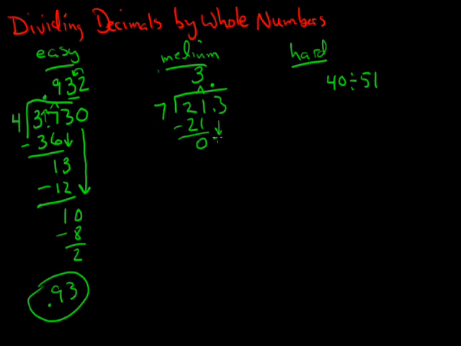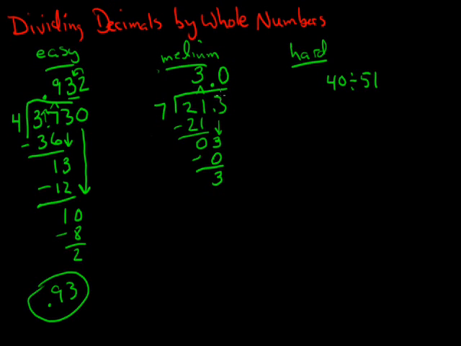Now we're going to bring down this 3. But as I said in an earlier video, if you bring something down in division, you must divide into it. So 7 must be divided into 3. 7 goes into 3 less than 1 time, so we're going to represent that with a 0. 7 times 0 is 0. 3 minus 0 is 3.